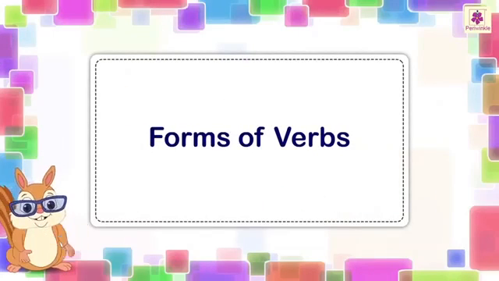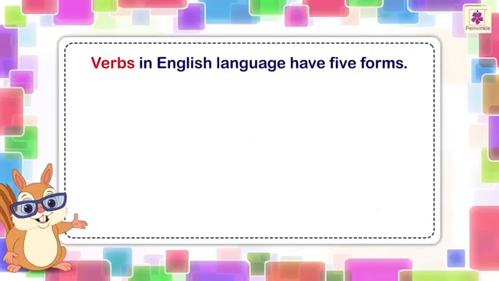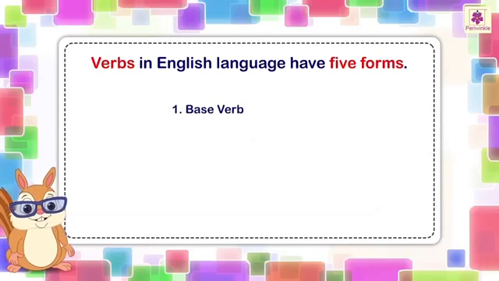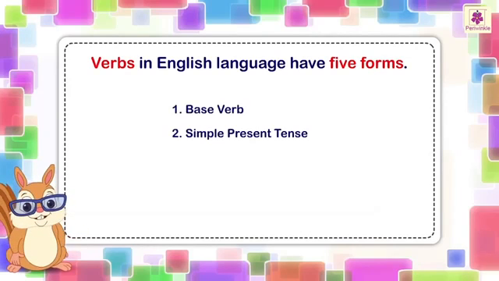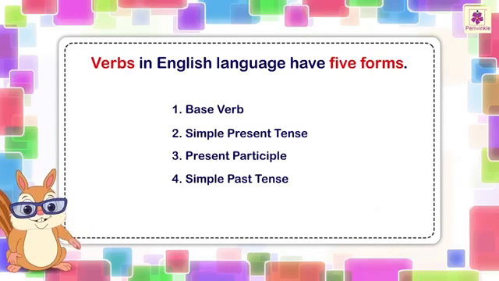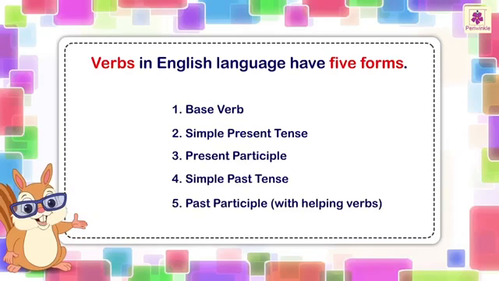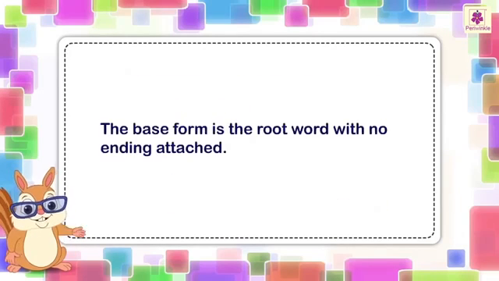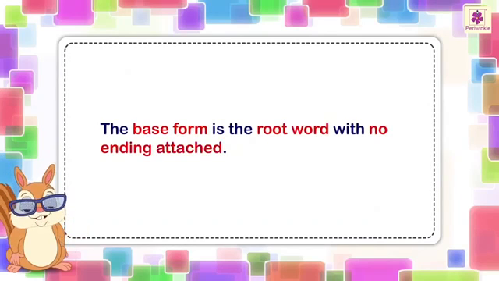Forms of verbs. Verbs in English language have 5 forms. They are base verb, simple present tense, present participle, simple past tense, past participle with helping verbs. The base form is the root word with no ending attached.